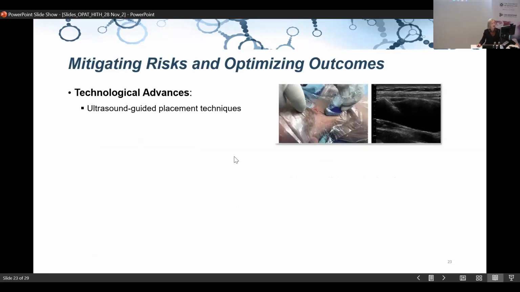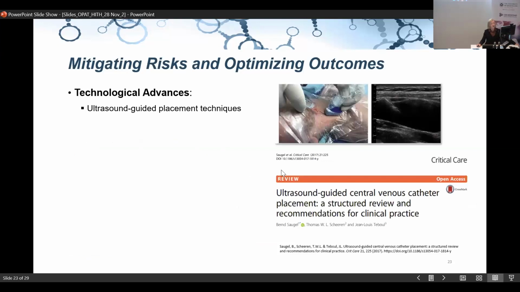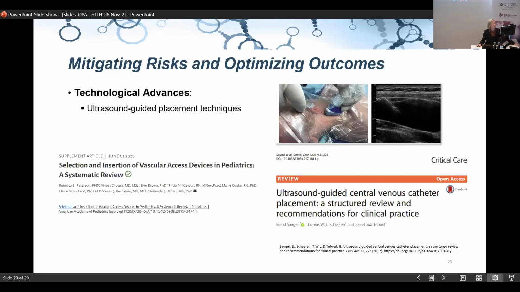Other things are like ultrasound-guided placement, and that's fairly routine here in the hospital when we're inserting these devices. That they're generally done under ultrasound guidance, either in intensive care or the imaging department. That study there by Sorgel talks about that, and the fact that it's really quite standard practice that they're done under ultrasound guidance.